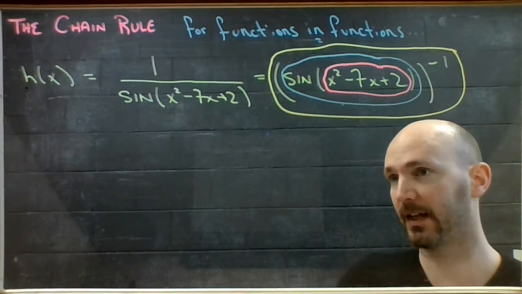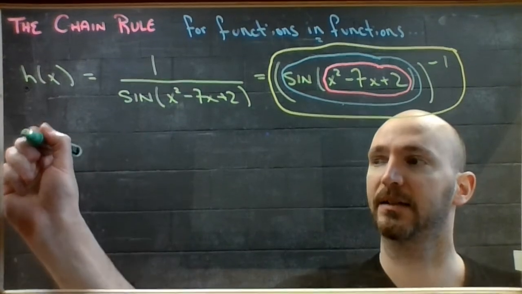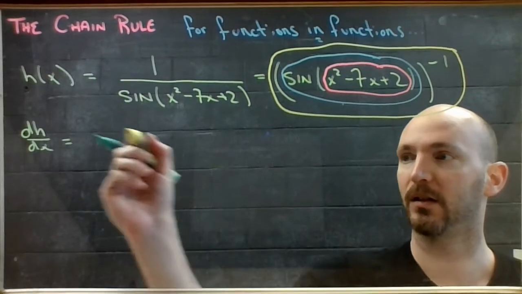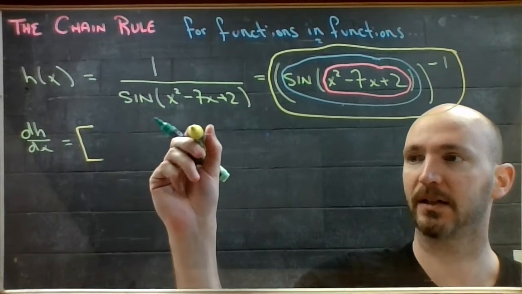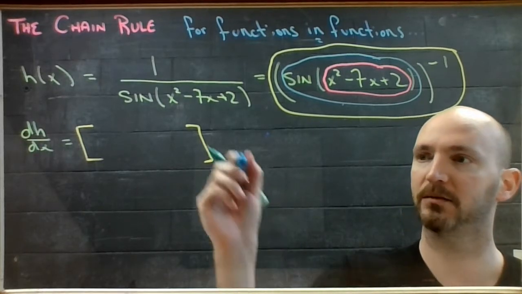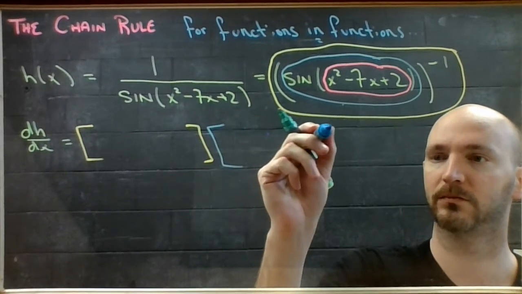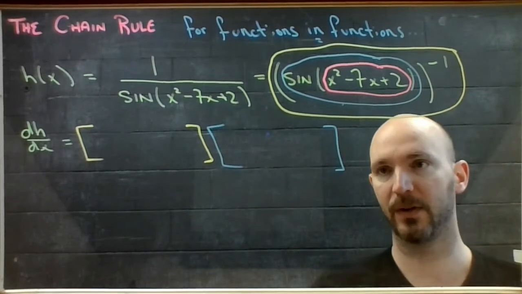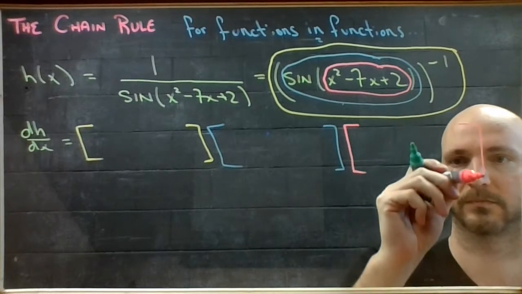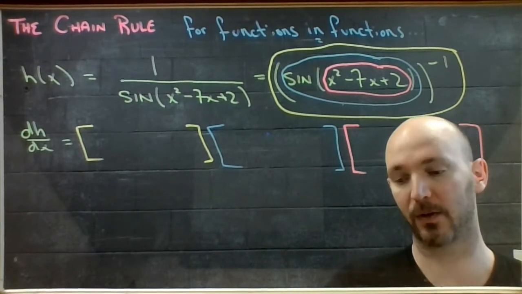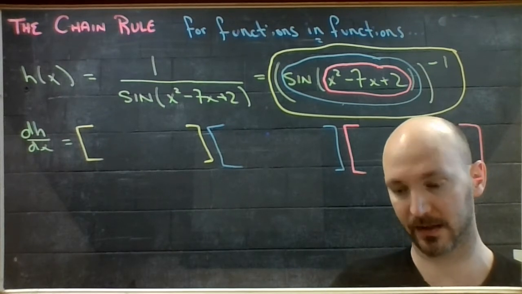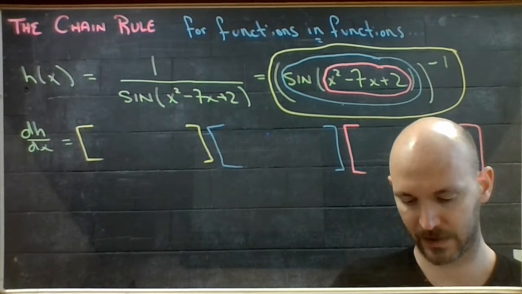So I'm going to write that out. dh by dx equals the derivative of the outermost layer, the derivative of the middle layer, and the derivative of the inner layer. Okay, so when I go through this, I'm going to have to be careful to only keep the things that are contained within each layer.